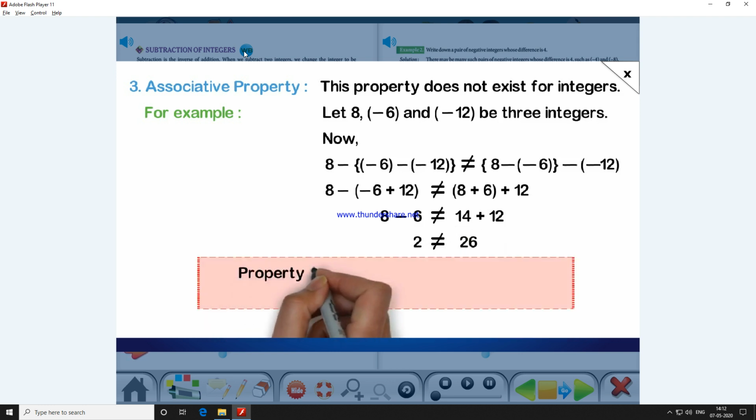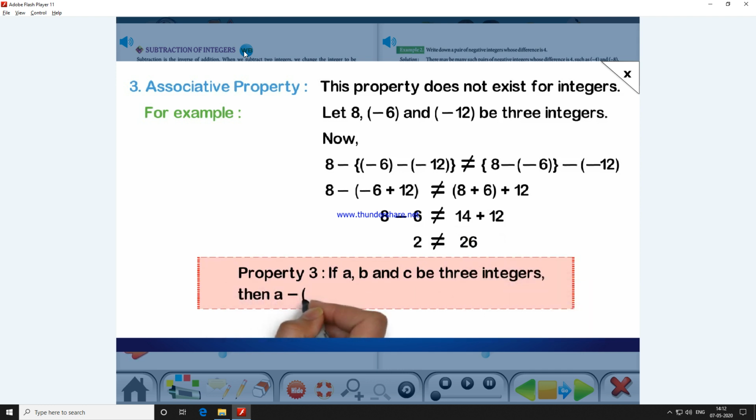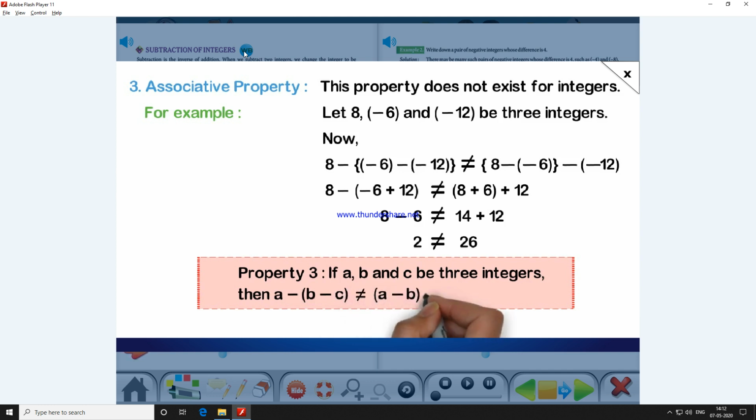Property 3. If a, b and c be three integers, then a minus open bracket b minus c close bracket is not equal to open bracket a minus b close bracket minus c.